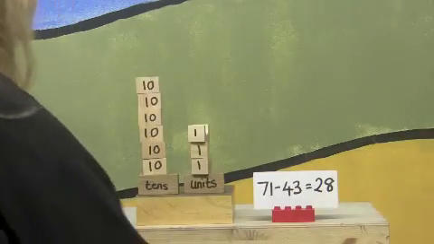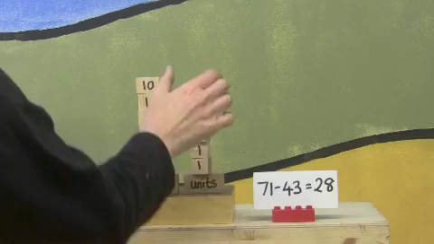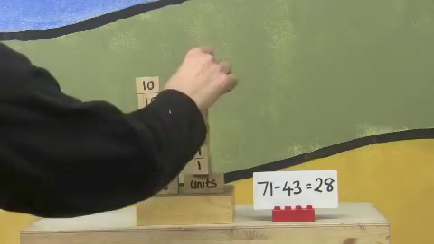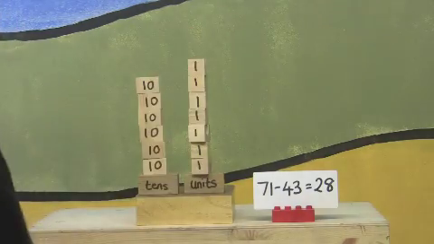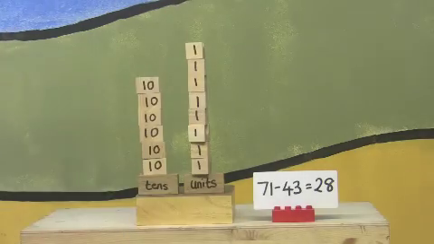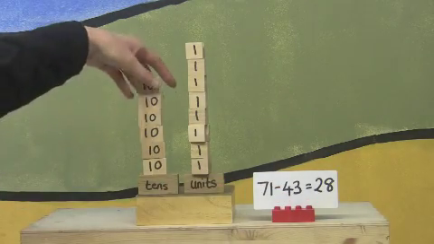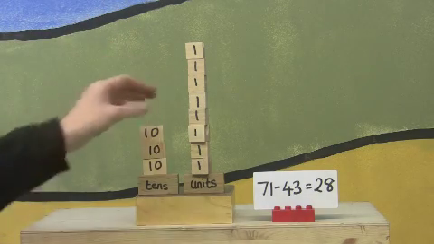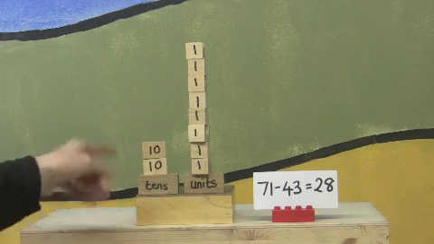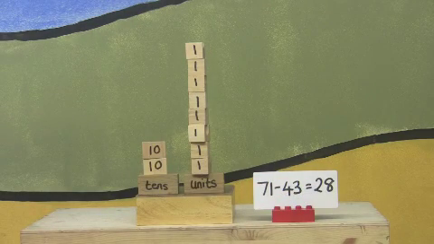2, 3, 4, 5, 6, 7, 8. Over to the tens. I did have 7, but I've used 1. 6 take away 4 is 2. And the answer is 2 tens and 8 units, 28.